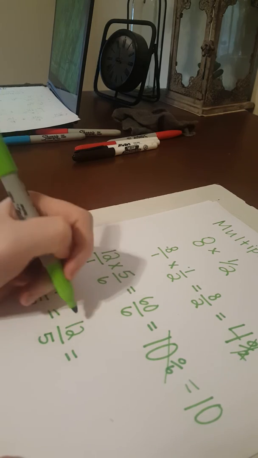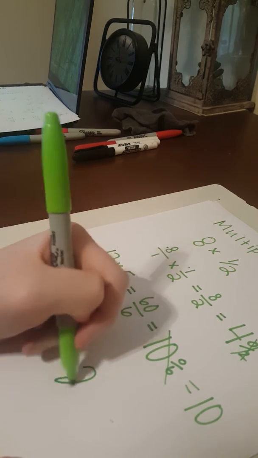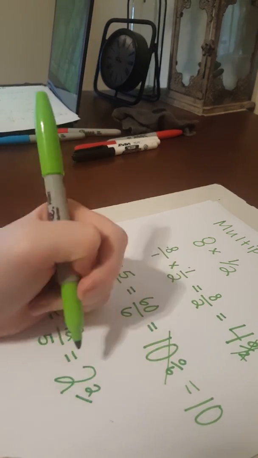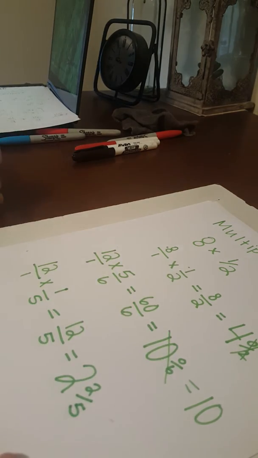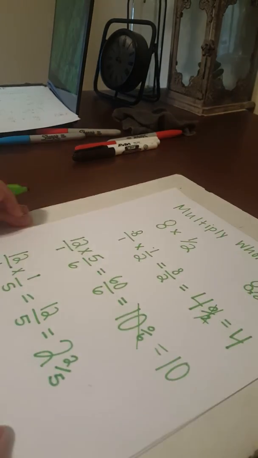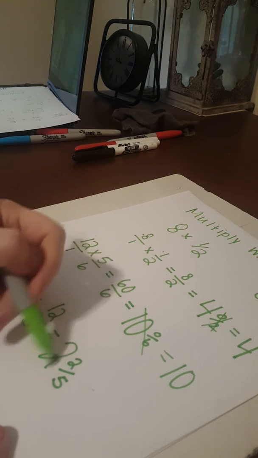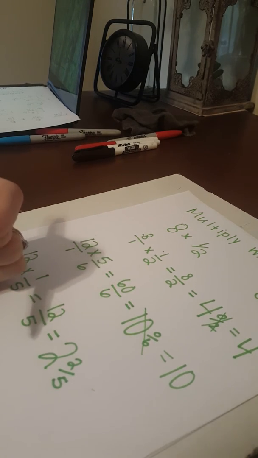Here I know that that doesn't go in evenly. It goes in 2 whole times with 2/5 remaining. So it won't always be just a plain old whole number like it was in the first 2 examples. There might be a leftover fraction, and then I'll just show it as a mixed number.